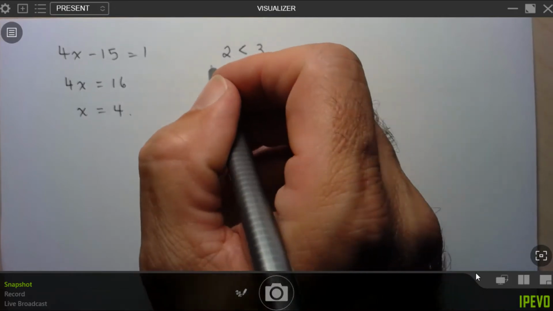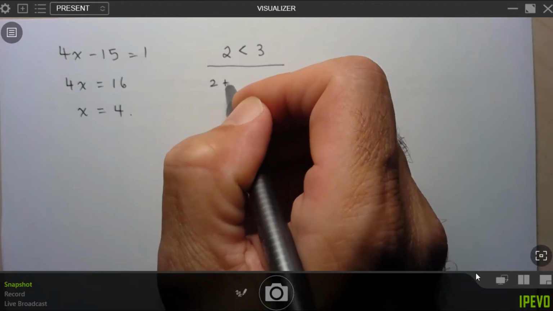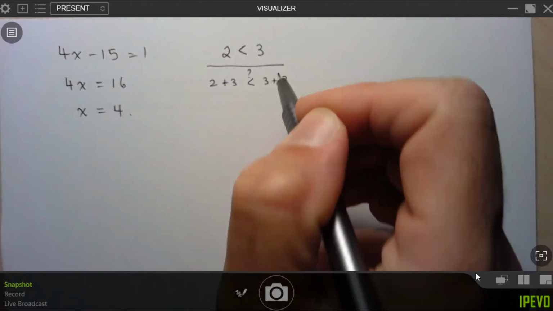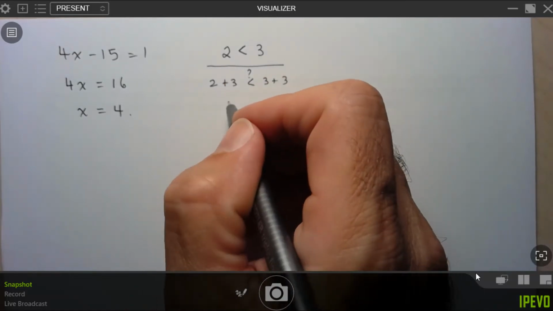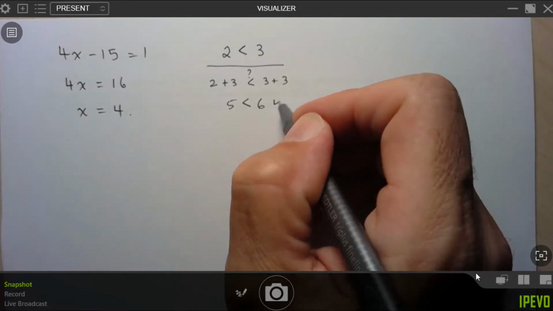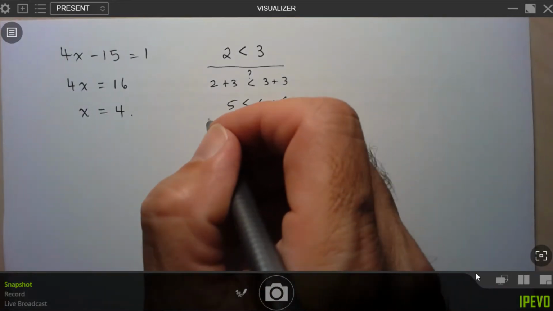Okay, so let's start by adding 3 to both sides. So let's say I do 2 plus 3. Is that still less than 3 plus 3? So let's see. Here we've got 2 plus 3 is 5. Here we've got 3 plus 3 is 6. And indeed, the inequality holds. Okay, 5 is less than 6.